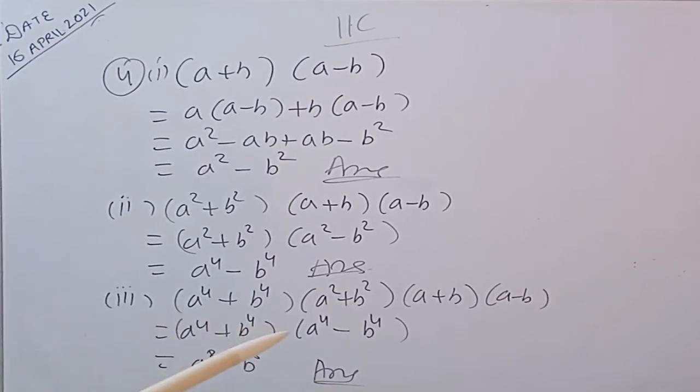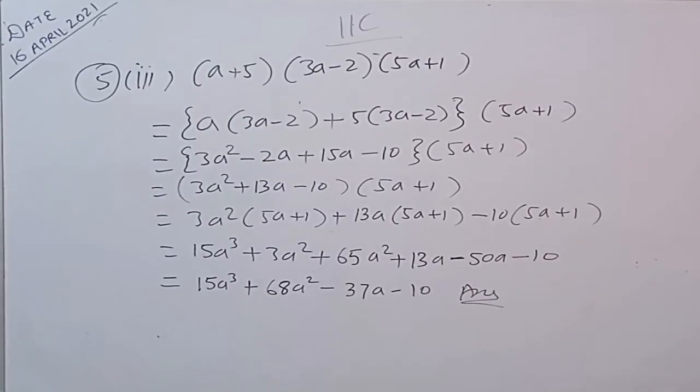In the second part we just get (a² + b²)(a + b)(a − b) = a⁴ − b⁴. Multiply together, we get the double of the power. a⁴ will become a⁸, b⁴ will double to b⁸, and the sign will be negative. So in that manner you can do question number 4, first, second and third.